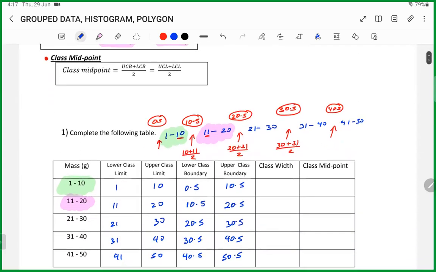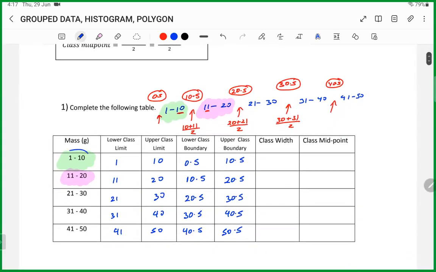So if I were to just get it mixed up and say, okay, 10 minus 1 is 9, that would be incorrect, okay? Because I'm not looking at the class limits. So what are the boundaries here? 10.5 and 0.5. So 10.5 minus 0.5 is 10. And then for this one, 20.5 minus 10.5 is 10, etc. Now the class width is constant.